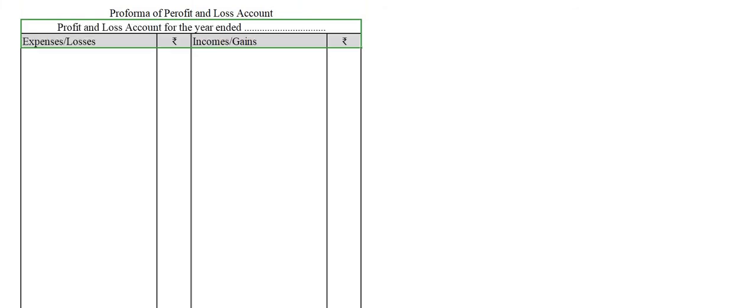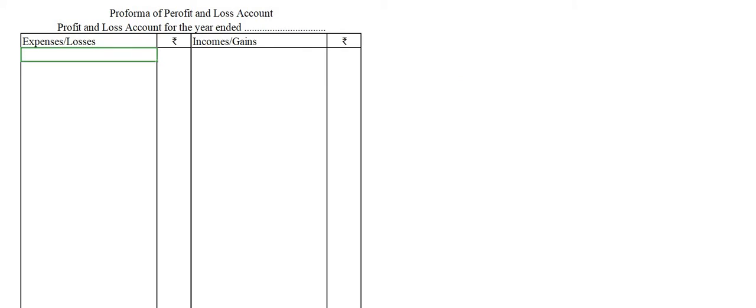The profit and loss account heading can be given like this. Just like the trading account, we will write here profit and loss account for the year ended 31st March or 31st December of that particular year. So on the debit side, the column heading is expenses or losses, and on the credit side, incomes or gains. That is also just like a trading account.